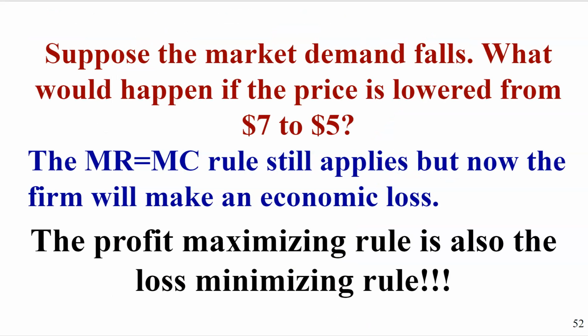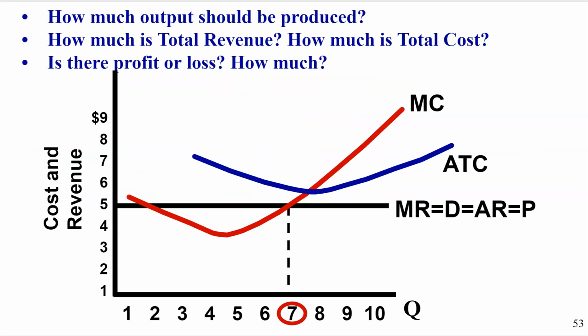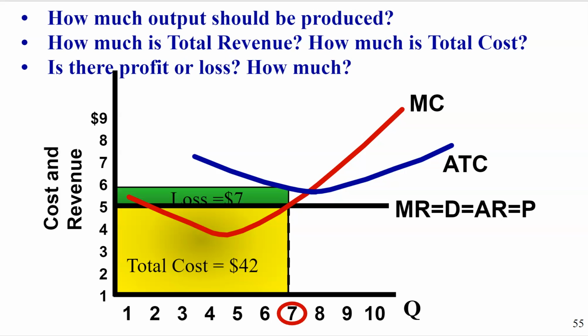So if the market demand falls and the price falls from $7 to $5, that's going to have an impact on our profitability. So again, MC equals MR still applies, but now the firm is going to make even less money because of this. So if the Mr. DARP falls to $5, you can see ATC is above it. MC equals MR is here at 7. We would only produce 7 of these. And you can see we're going to incur a loss as a result of this. So our revenue is 35. Our total cost is 42. We have a loss of $7 as a result of this price change.